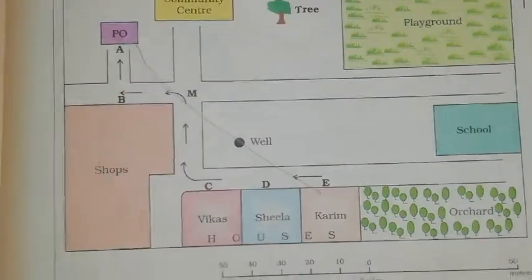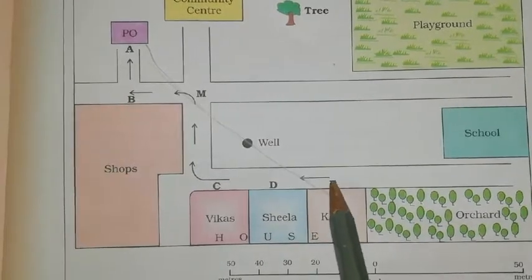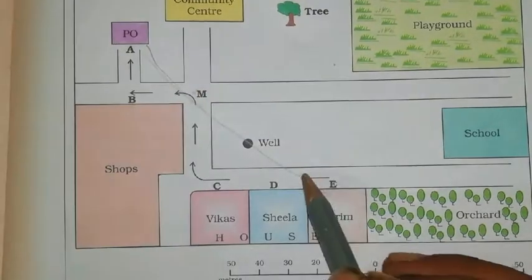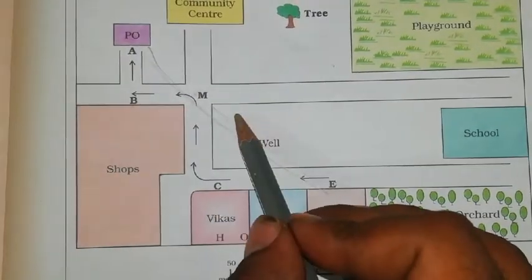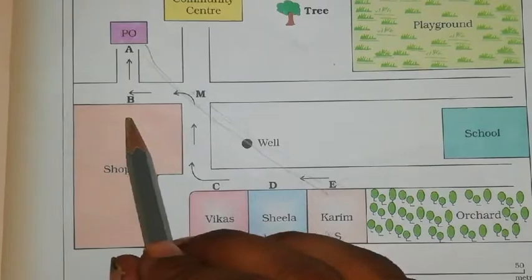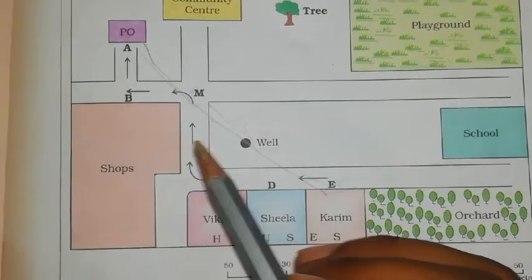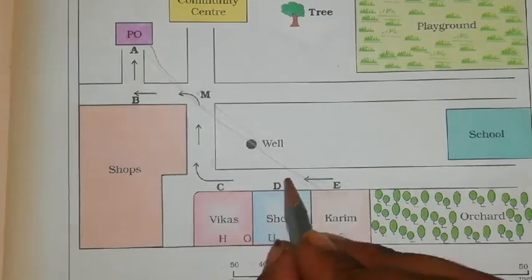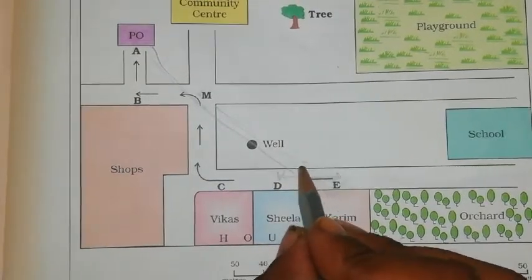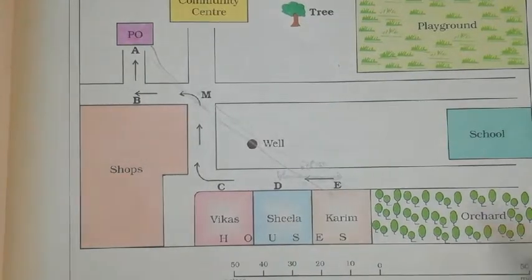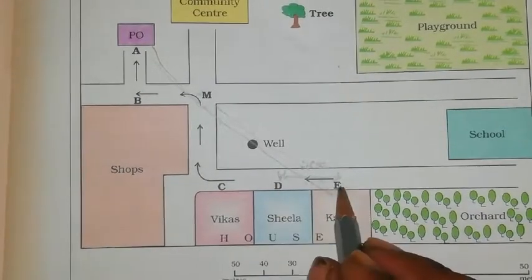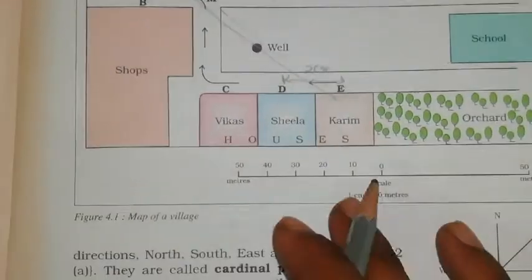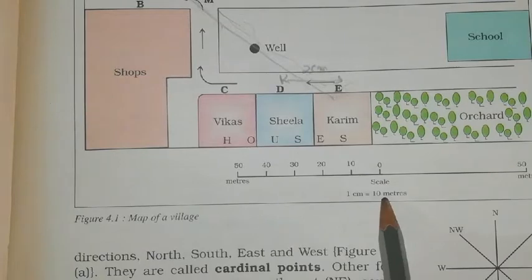Look at this image. If we have to move from E to M, this distance will be a shorter distance, but we cannot go through a well or someone else's house. So we have to take the distance by road. So look, this is a map, and from here to here it is 2 centimeters. This is 2 centimeters, the distance from D to E on a map, and it shows that the scale is 1 centimeter equals 10 meters.